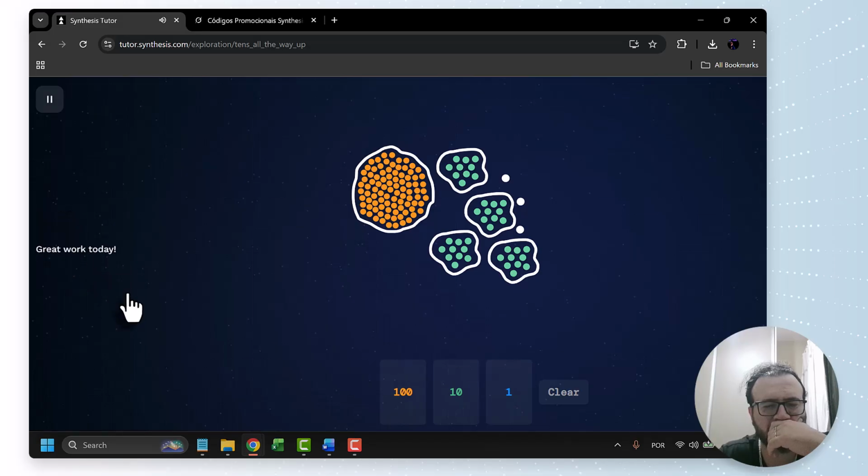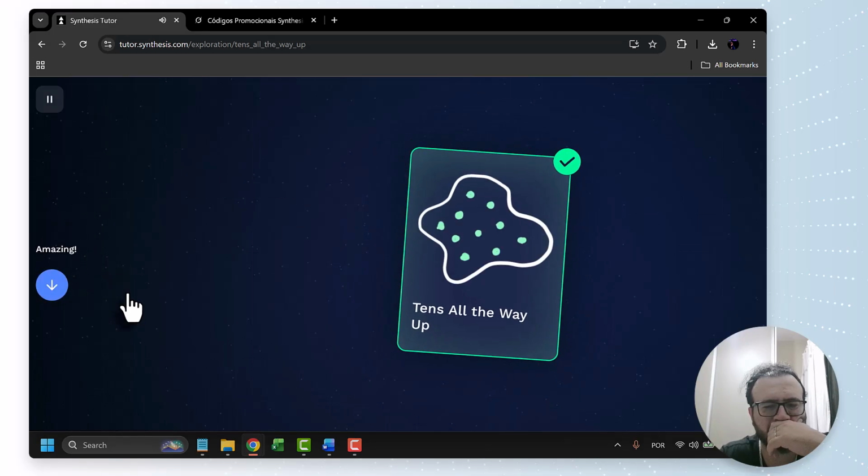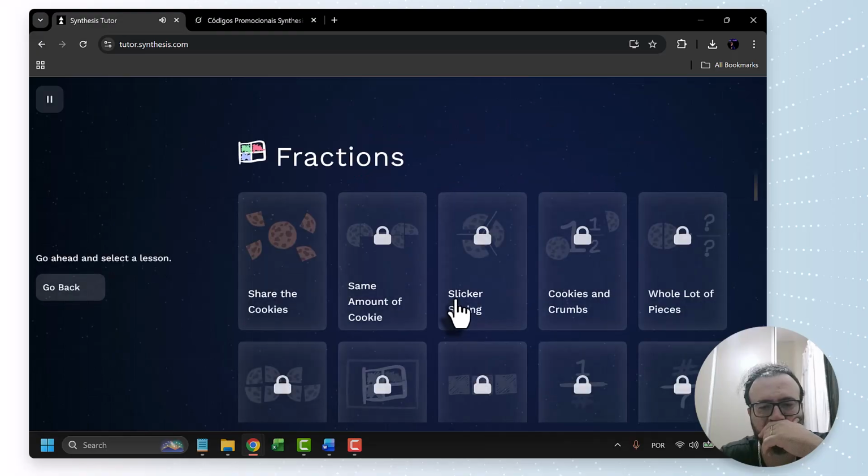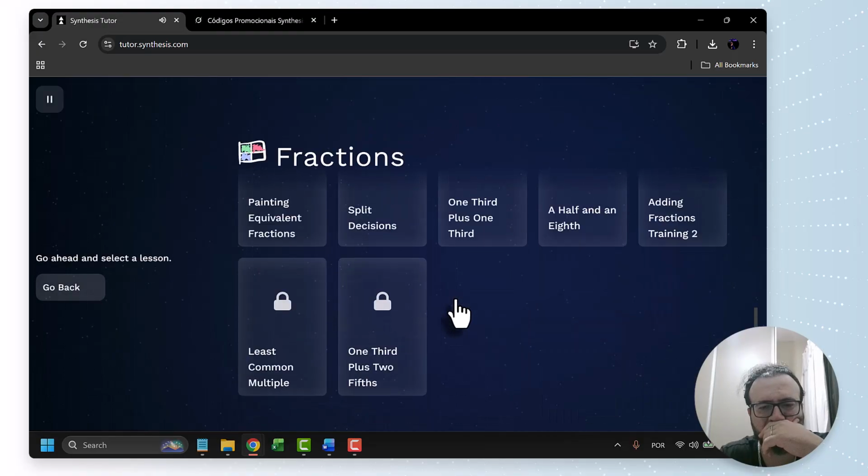Great work today. Amazing. Shall we continue with place value? Go ahead and select a lesson.